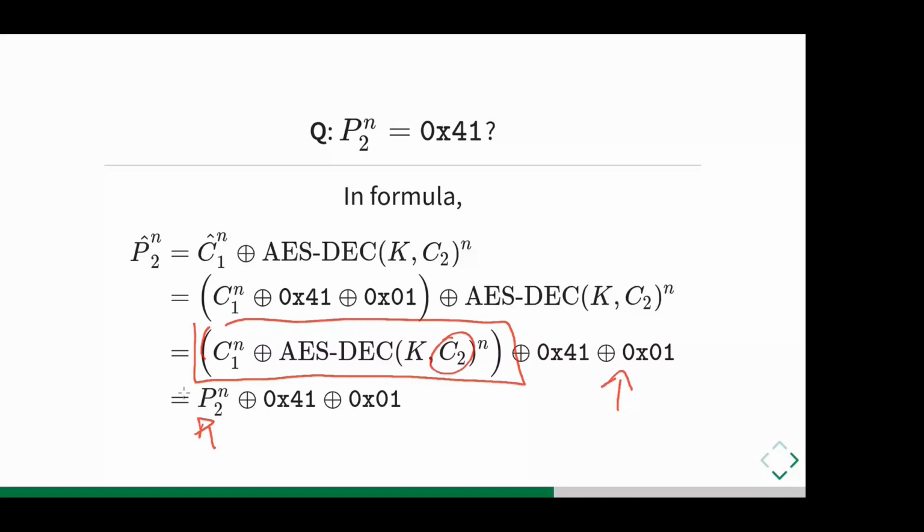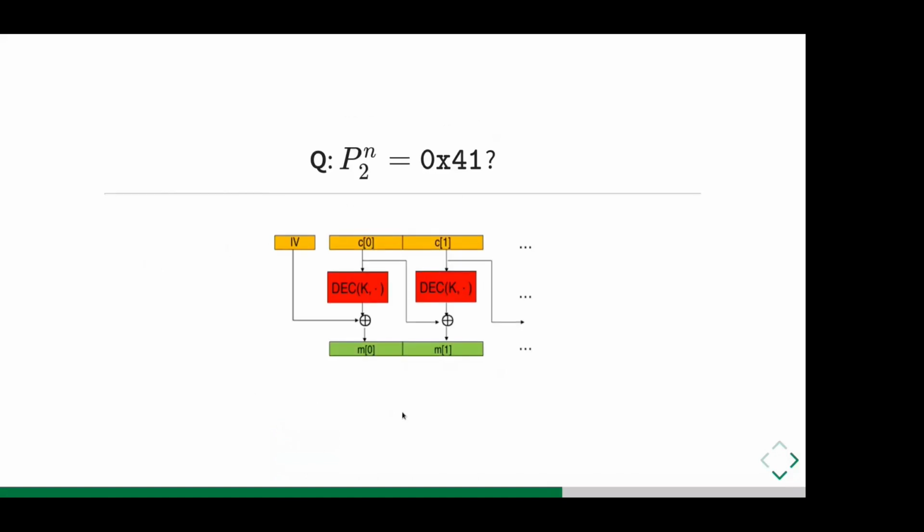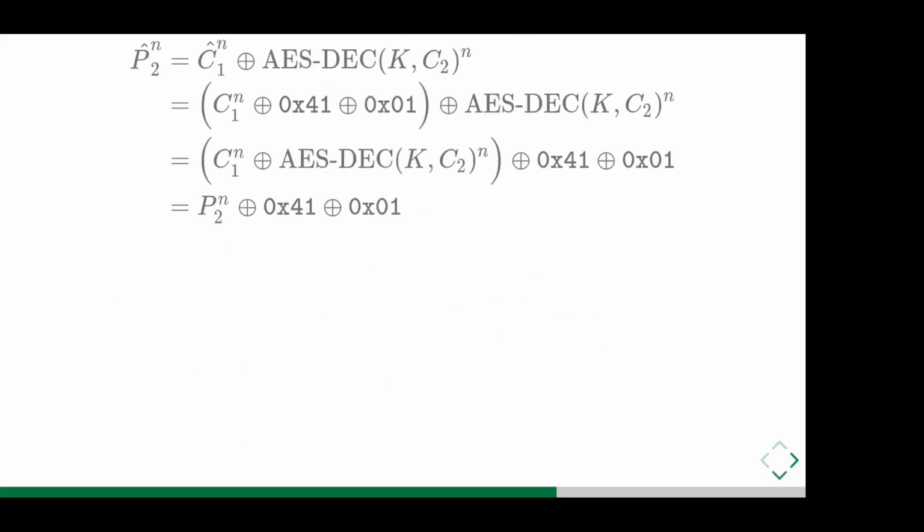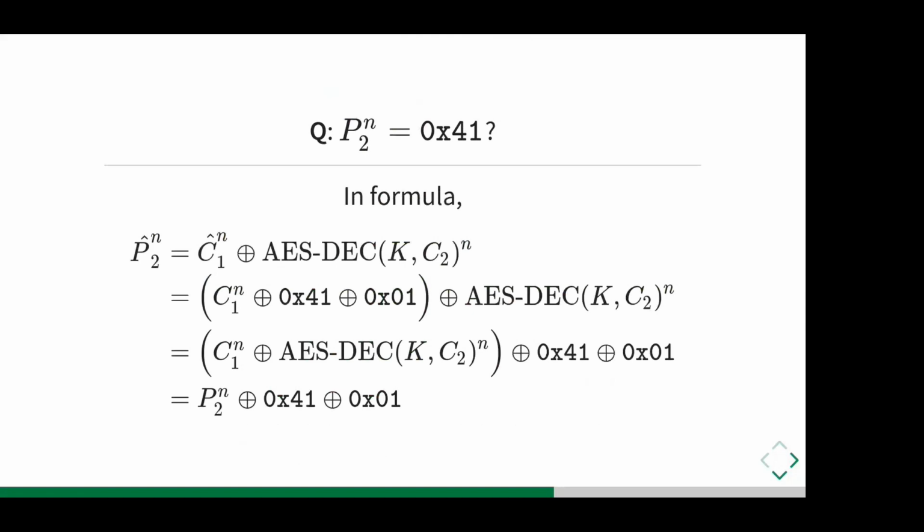But now there is this extra stuff. There is the 0x41 and there is the 0x01. So essentially with this, we have forced the last byte of this new plaintext to be this formula, to be the last byte of the original XOR together with other things. So yeah, this is the idea. Now, we know though that this is correctly padded. So what can we infer from the fact that it is correctly padded?